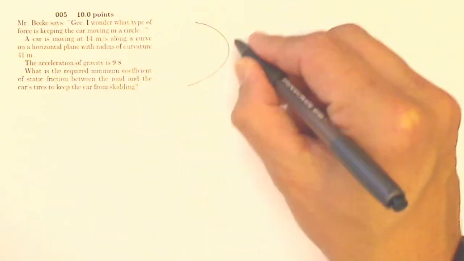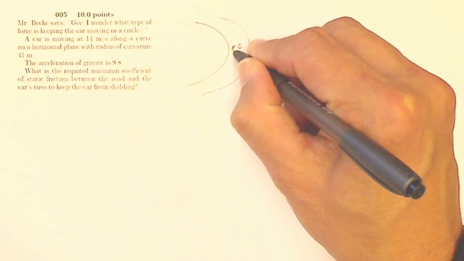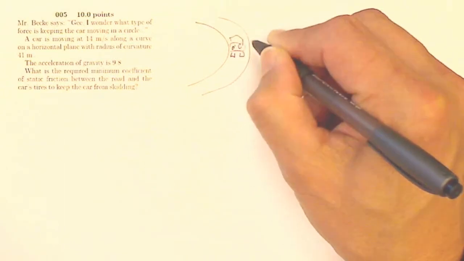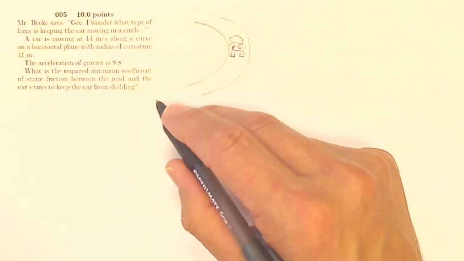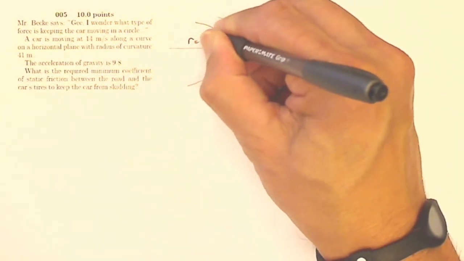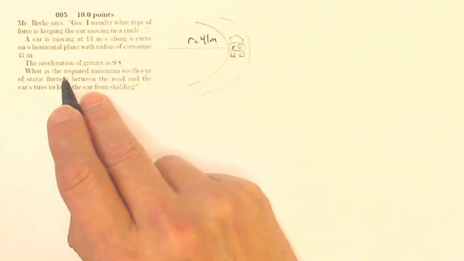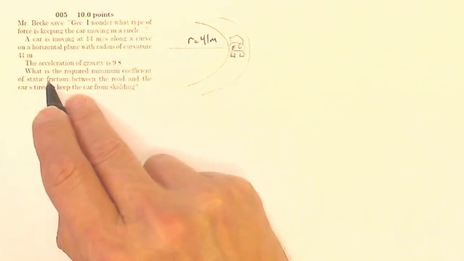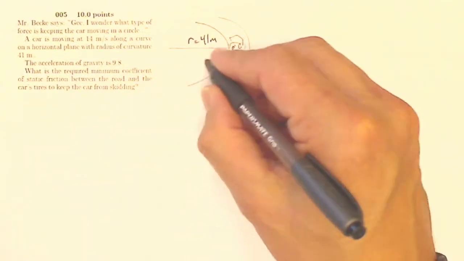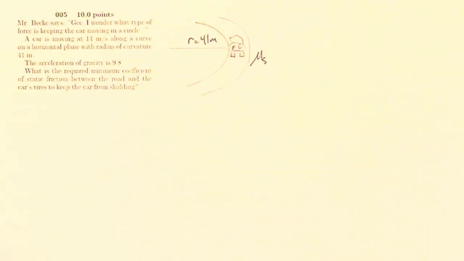So I've got a car that's driving around a corner, and that car is zipping along. So here's my car on its wheels, zipping along at some speed, coming around the corner. The radius is 41 meters, so I know this radius is going to be 41 meters. The acceleration of gravity is 9.8. What is the required minimum coefficient of static friction between the road and the car's tires to keep the car from skidding? So somehow I need a mu of static friction between the tires and the road.